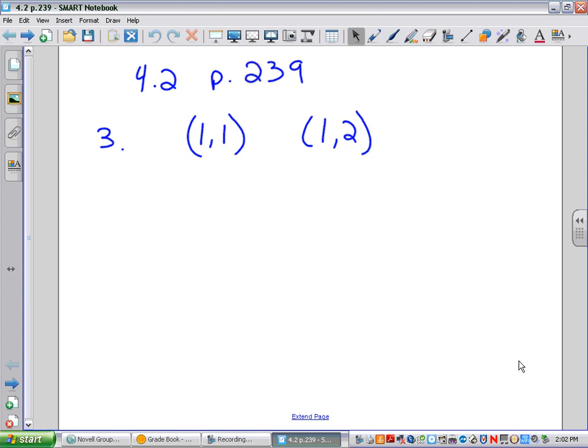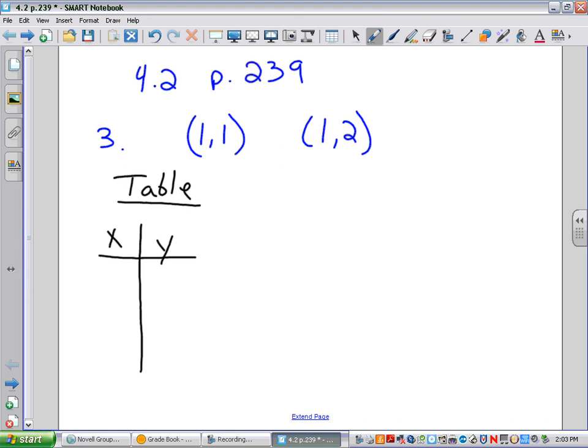And the directions say, write each relation, meaning each problem, as a table, as a graph, and as a mapping diagram. So we have to do 3 things to this problem. I'll start with the table. Notice my problem, I have 2 points, 1, 1, and 1, 2. So I'm going to make a table like this, sometimes called a t-table. 1 is the x, 1 is the y, that takes care of my first point, and then 1 and 2 is the second point. So that is my table.